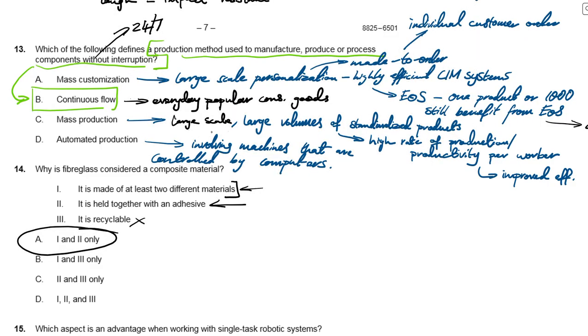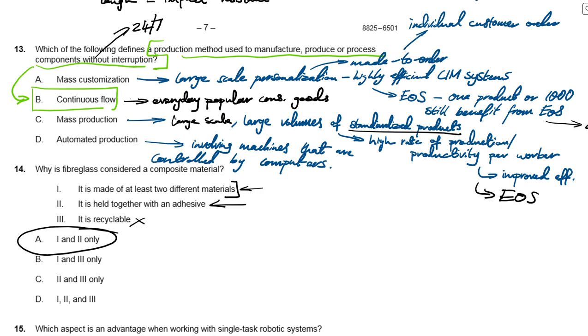So mass production is large scale, large volumes, just like continuous flow, but not 24/7, right? And it's not customized. It is a standardized product. So there's a high rate of production and high productivity that gives us improved efficiency and also economies of scale.